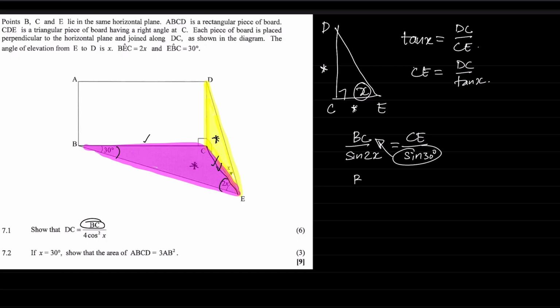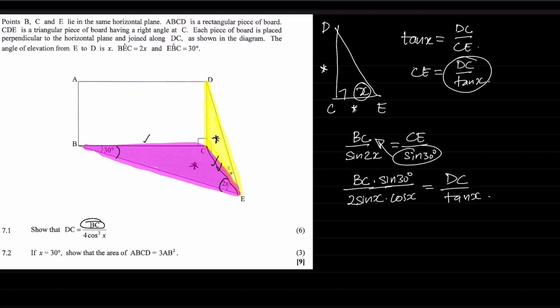Okay? Now, let's take this across. So we're going to have BC times sine 30 divided by sine 2x. Let's expand that while we have it. That's going to be 2 sine x cos x. And that's equal to CE. Now we know what CE is. CE is DC over tan x. Okay. Now let's simplify and then do our reductions and see how we can work our way to the expression that they want.